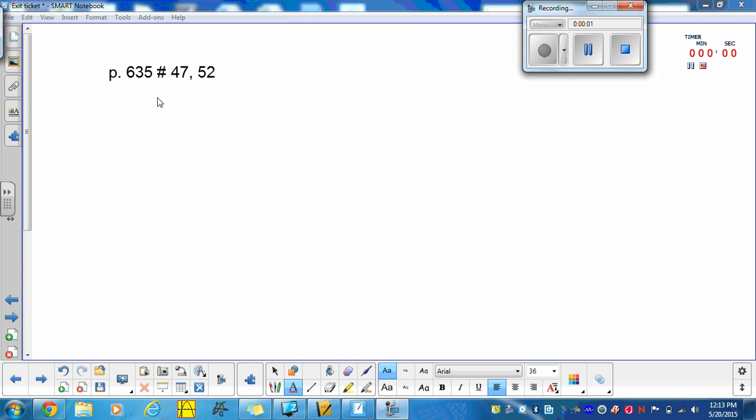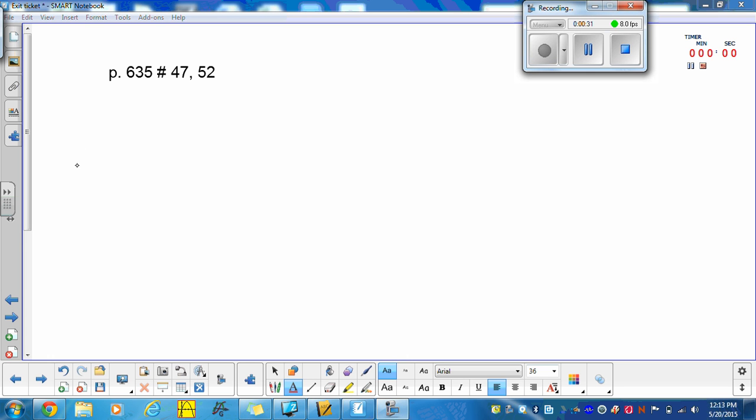Okay, today we're going to practice the half angle formulas. We're on page 635 in your textbook, and we're going to be working on problems 47 and 52. The triangles are provided, and the triangles don't say what quadrant they're in, and so our answer is going to have plus and minus, as do the half angle formulas. So we'll start with problem 47.